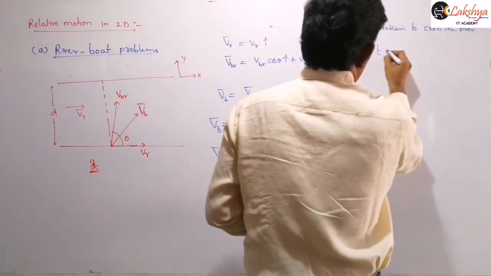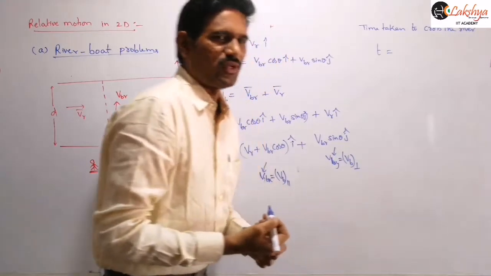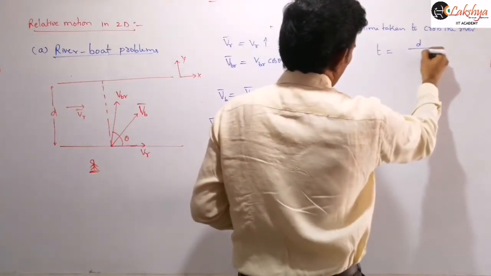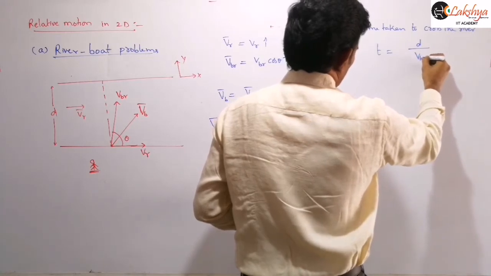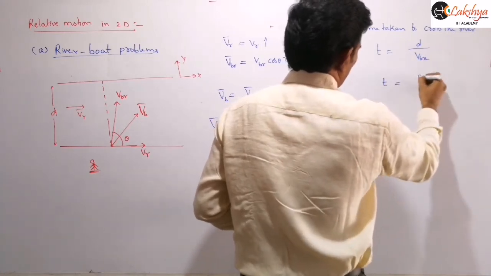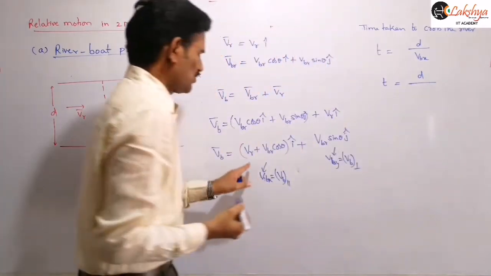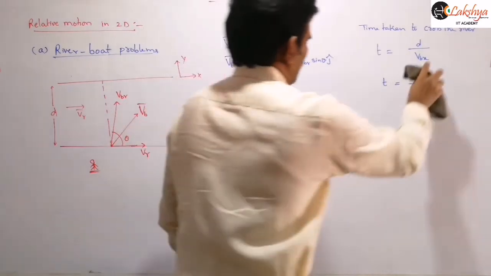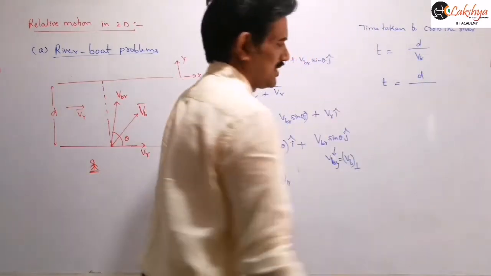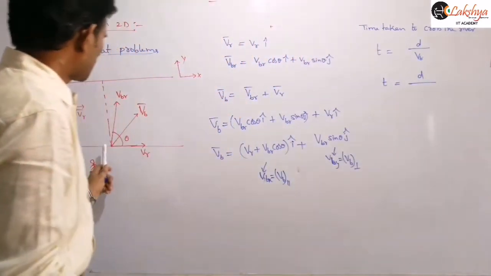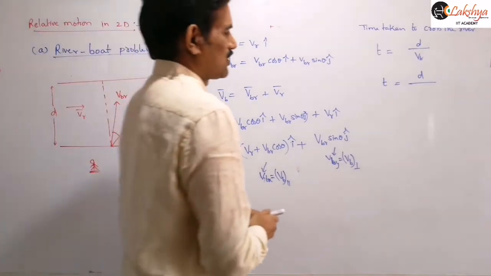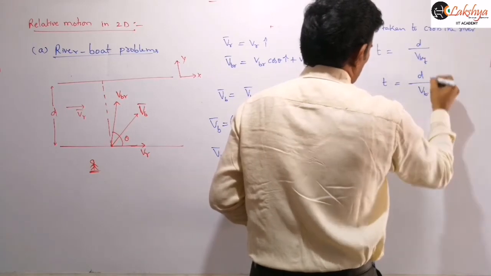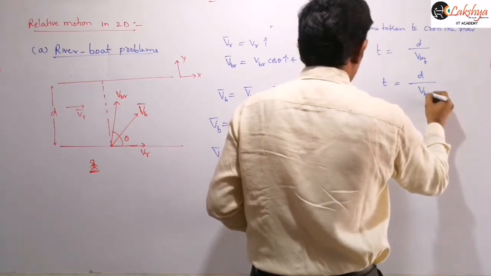So the time taken to cross the river we can write as the width of the river divided by the velocity along that direction, so d by VBx. That means the x component of VB... no, Vy, because we are writing the time here. The time means we need the y component, because here the boat is traveling a distance d along the y direction. That y component is nothing but VBy, and that VBy value we can write as VBR sin theta.